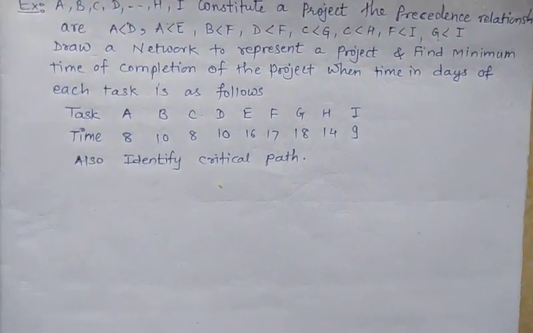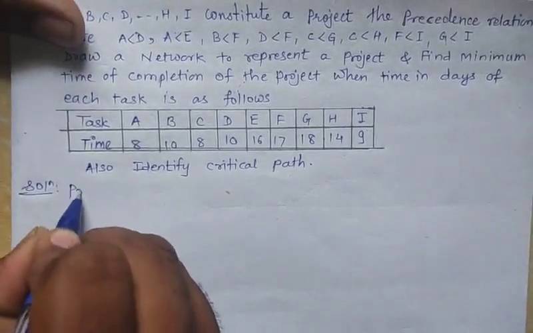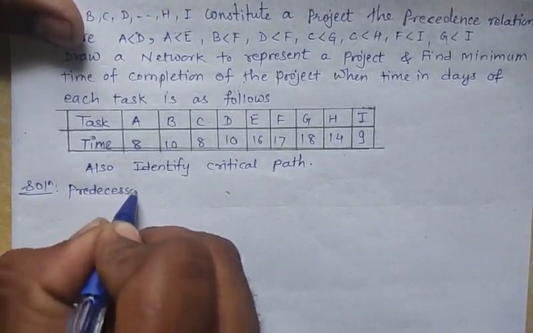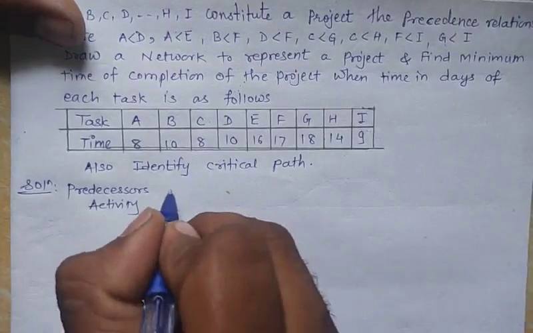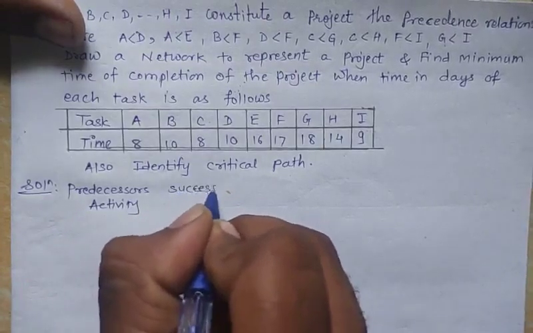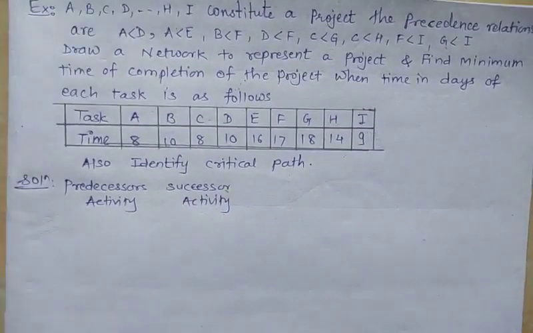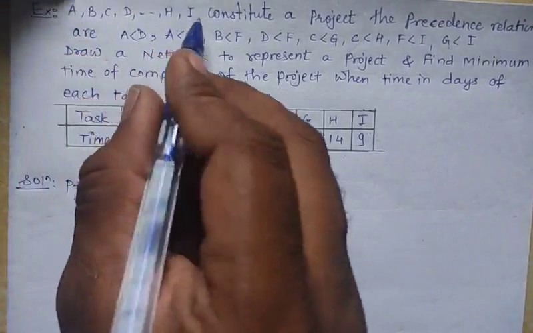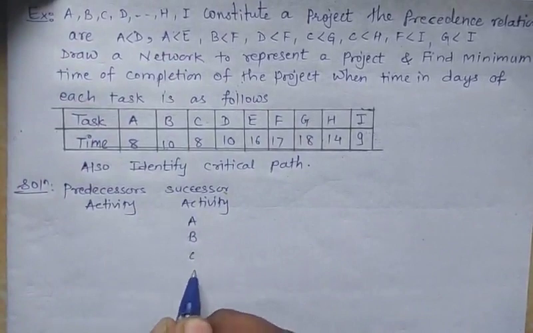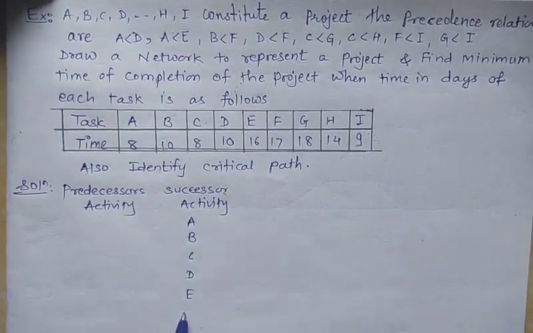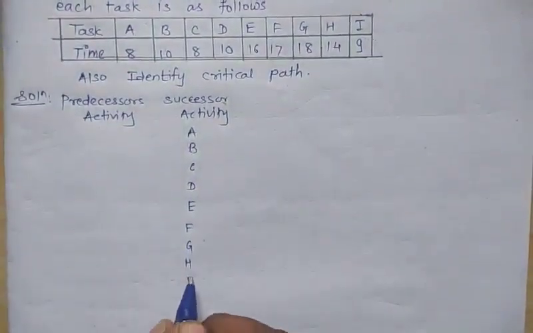So see the solution. Now predecessors activity, next is successor activity, so successor activity we have given total A, B, C, D up to so on I. So first this is A, B, C, D, E, F, G, H and I.